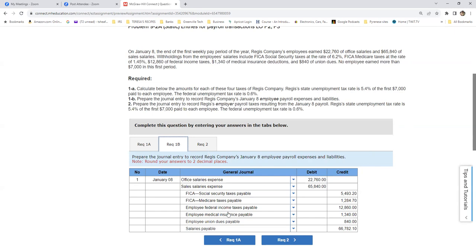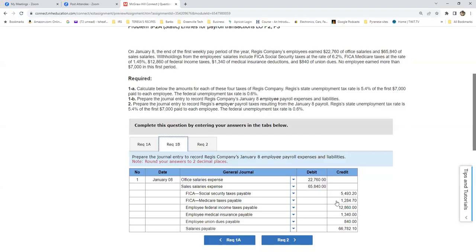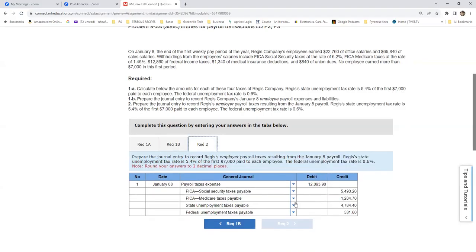Finally, now that's the employee side. And all those withholdings are going to go into the payable accounts until we write the check to the government. Now, on the employer side, you can see that these first 2 amounts are going to match what we have over here for Social Security and Medicare, because the employer pays the same rate for each employee as the employees have deducted from their paychecks. And again, these are going to go into the payable accounts. I'll explain that in a second, Katie.